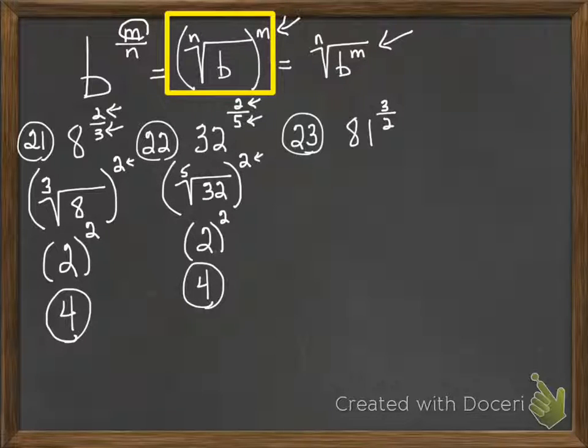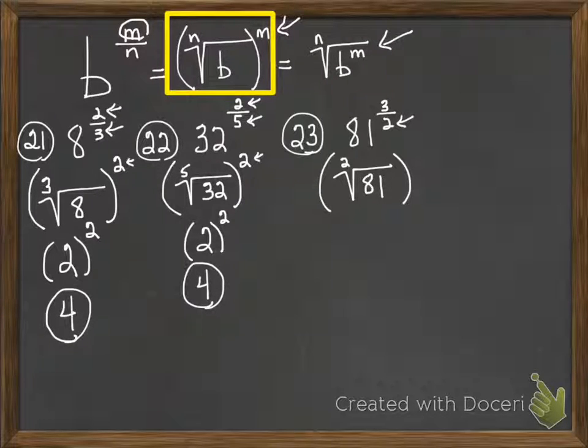Example 23. We're going to do our index first. It's the bottom number, so that's the square root of 81. Remember, we don't usually see that 2. It's really understood. If you don't see any number at all on your radical, it's an understood square root, but we'll put the 2 there just because it kind of follows along with what we're doing. If it were not there at all, it would be understood to be a 2, which means what times itself?